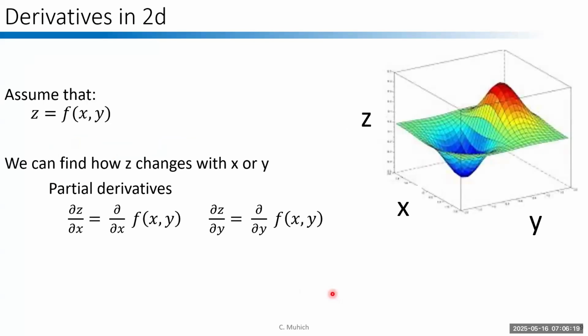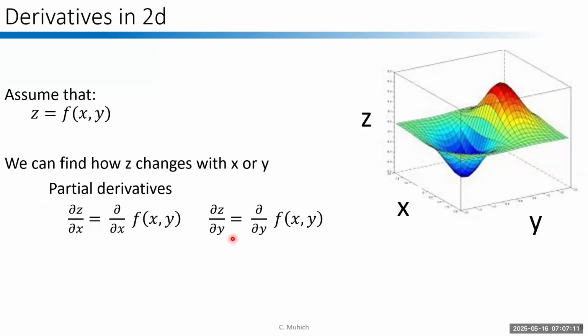Okay, so we can do a similar concept in two dimensions. Let's say that I have a function where z is a function of x and y, right? So we can find out how z changes with x or y. These are called partial derivatives. Because z is a function of both x and y, I'm only looking at how it changes in one of those dimensions. That's why it's a partial derivative. Instead of using a lowercase d to represent the derivative, I use this stylized lowercase d, which represents that it's a partial derivative. So I can say, what's the partial derivative of z with respect to x? I can plug this function in: the partial derivative with respect to x of f of x and y.